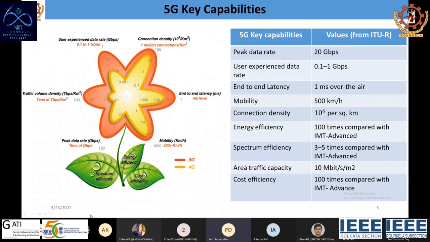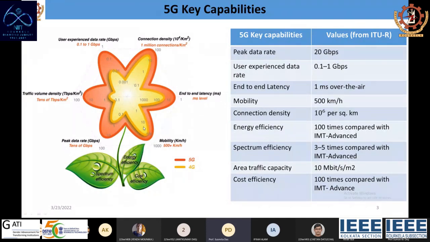Now coming to the key capabilities, the performance requirement and efficiency requirement basically define the key capabilities, these two. You can see a very nice blooming flower illustration here. I personally like this blooming flower illustration. I also give this in my class slides. The petals and leaves basically rely on each other. The petals represent the six key capabilities.